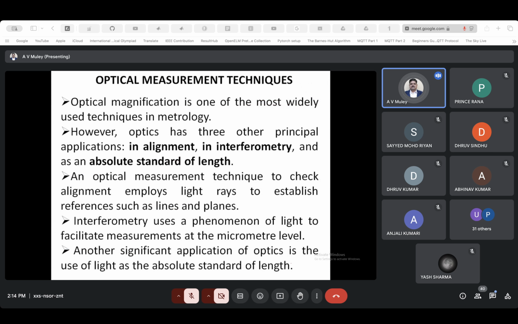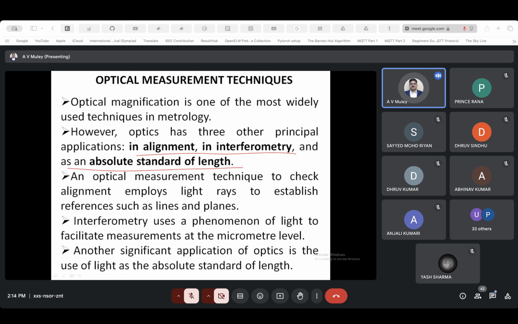So optical measurement technique, optical magnification is one of the most widely used techniques in metrology. However, optics has three other principal applications: in alignment, in interferometry, and as an absolute standard of length. So look at the use of this particular optical instrument for the purpose of alignment, interferometry, and absolute standard of length.